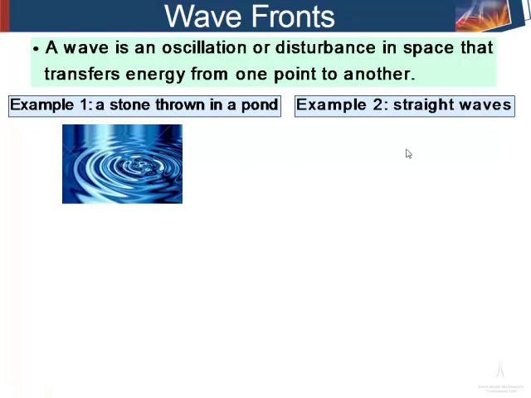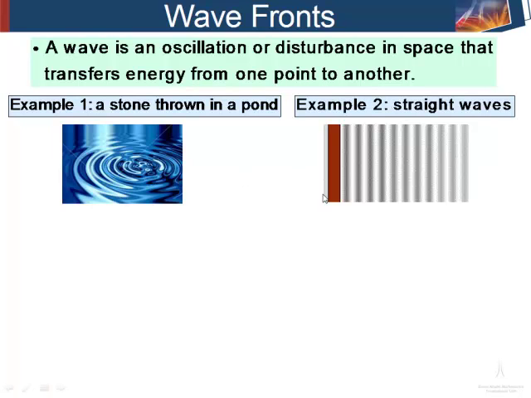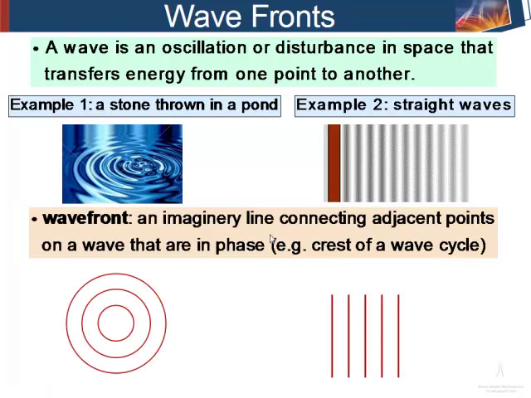Another example is straight waves that look like that. In this case, the vibrating object would be here, thereby creating waves that move in this direction and look like that. We call them straight waves. A wave front is an imaginary line connecting adjacent points on a wave that are in phase. These points are in phase. An example would be crests or troughs of a wave cycle.